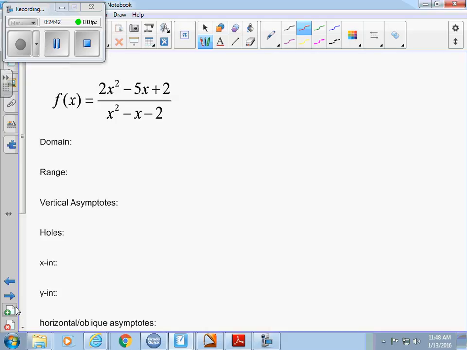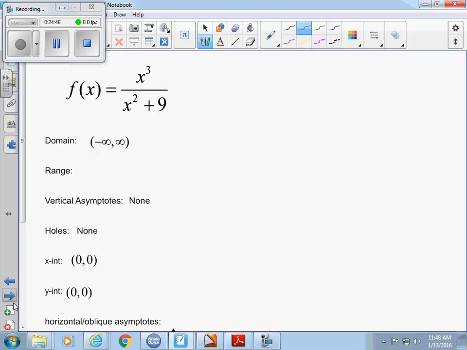That one is factorable on top, so it's not one you have to use a calculator. So if they're the same, you divide the 2 leading terms. And if it's bigger on the bottom, then 0.